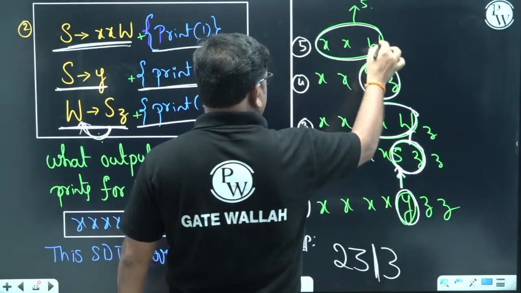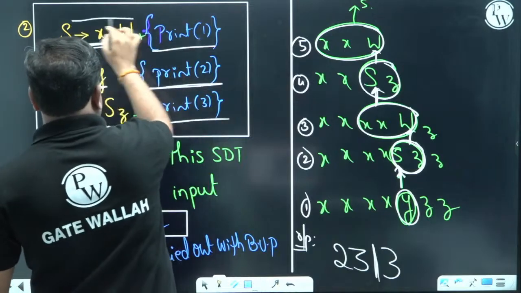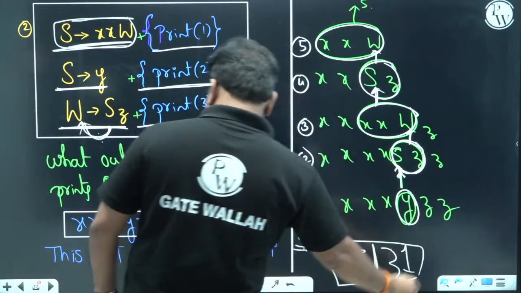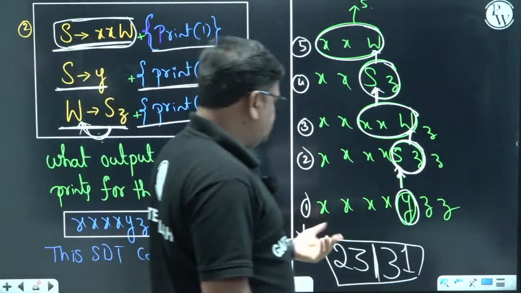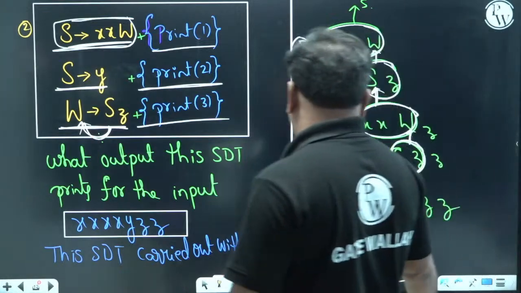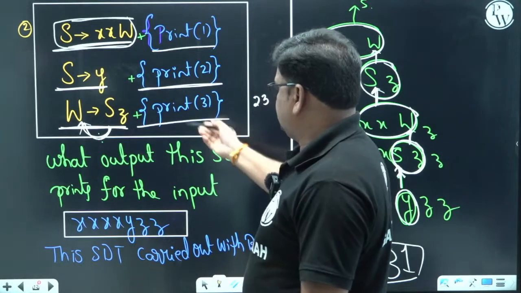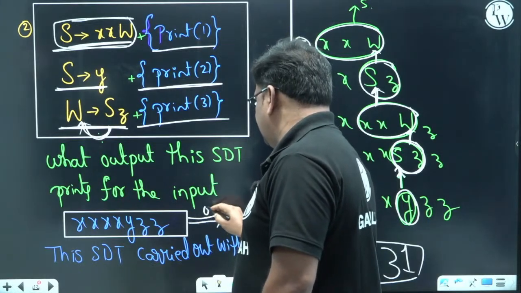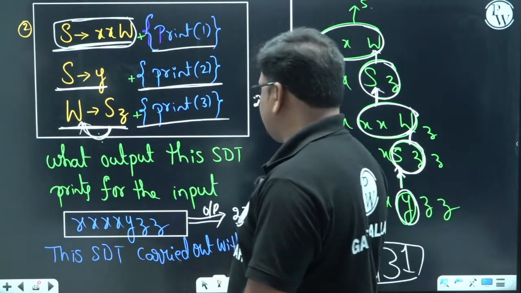Next, what is the handle? This one replaced by S. So the first one, this is the production I am using. When I am using any production, its rule is executed. So 2, 3, 1, 3, 1. The answer for this question, what output this SDT prints for the input, is 23131. So if this SDT is carried out with a bottom-up parser, for this input, the output it will print is 23131.